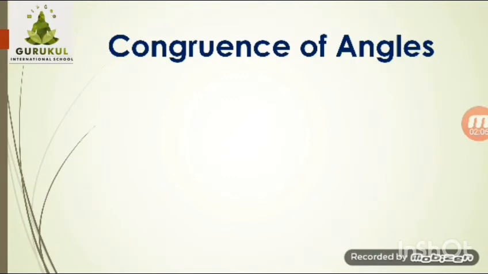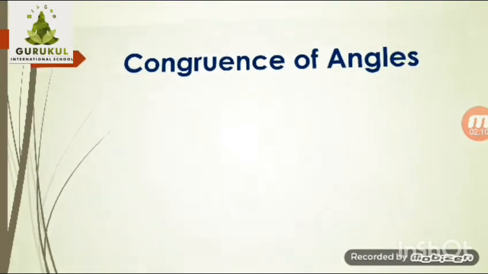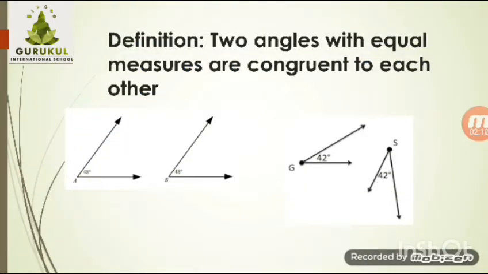Congruence of angles. Two angles with equal measures are congruent to each other. Means in the figure you can see in the first figure two acute angles are given and their measure is 48 degrees. Both are having 48 degrees.